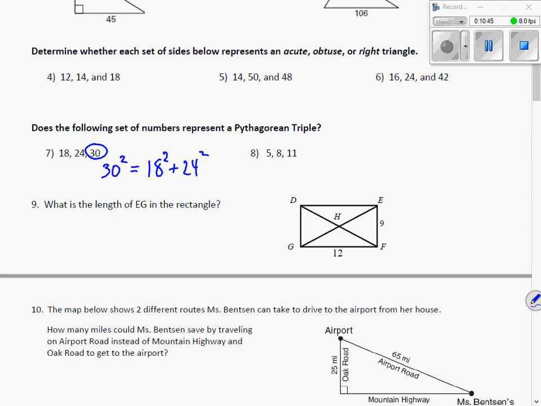Now, if those two things are equal, then it satisfies the Pythagorean theorem, which makes it a Pythagorean triple. So plug in 30 squared, get a number. Then plug in 18 squared plus 24 squared, get a number. If those two numbers are the same, then it is a Pythagorean triple. 30 squared is 900. 18 squared plus 24 squared is also 900. So yes, this is a Pythagorean triple.